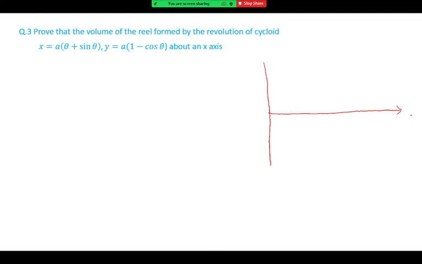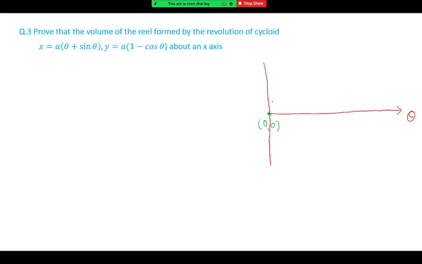So on the x-axis there is theta. Sorry, my mistake. This is the x-axis only. X and y values we have to plot. So when theta is 0, can you tell me the value of x and y? When theta is 0, x is equal to 0 and y is equal to 0. Very good. So when theta is 0, x is 0, y is 0. So this point is 0, 0, the first point we got.